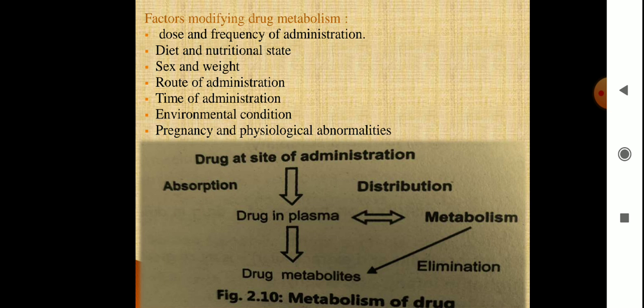And the physiological conditions, such as pregnancy and the menstrual cycle, especially for women. Some of the drugs can be avoided at the time of pregnancy and menstruation, or with some physical abnormalities, some of the drugs cannot be administered to the patient.